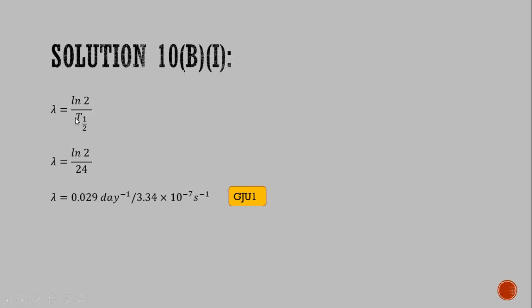lambda equal to ln 2 over T half. This is the value of half-life. So we take the value of half-life in 24 days. So our lambda will be in the unit of per day, or we can convert it into per second. 1 mark for the value of substitution and also answer.